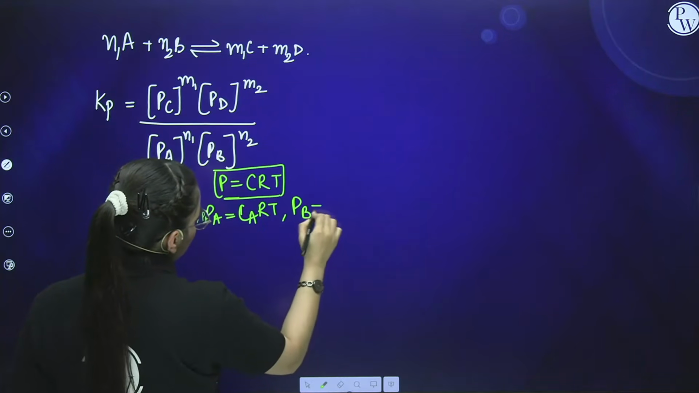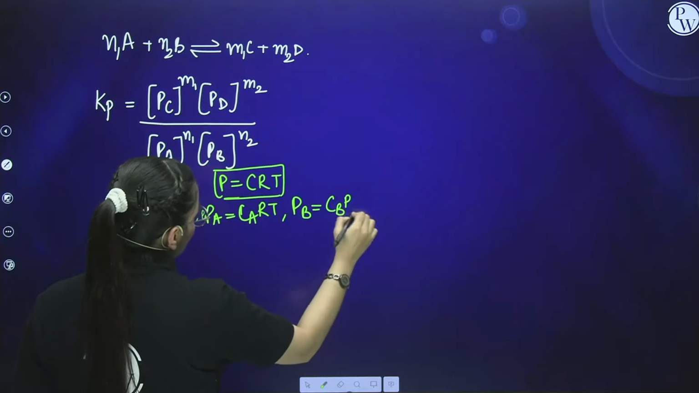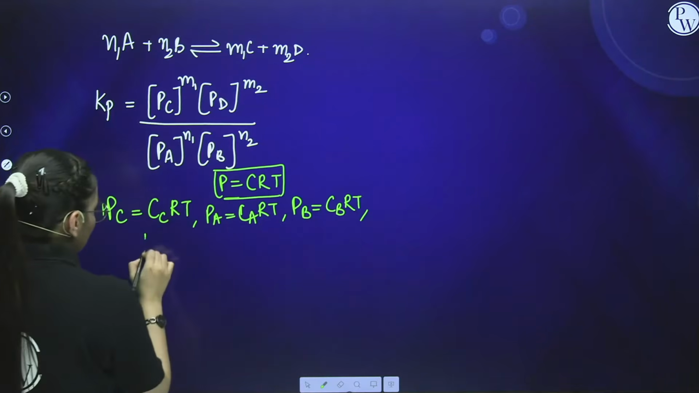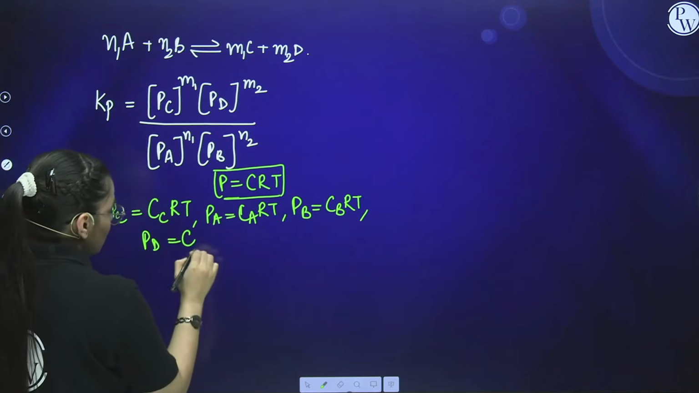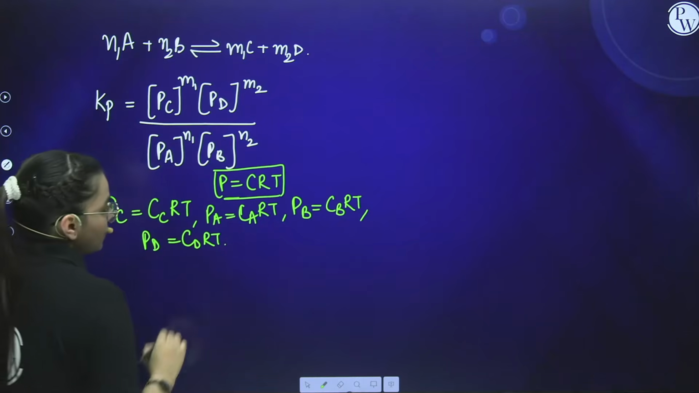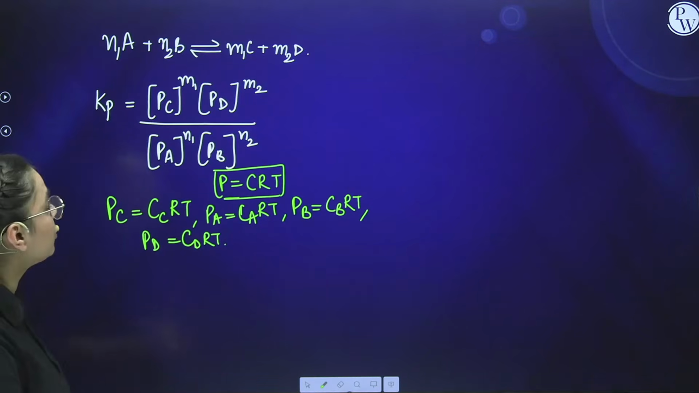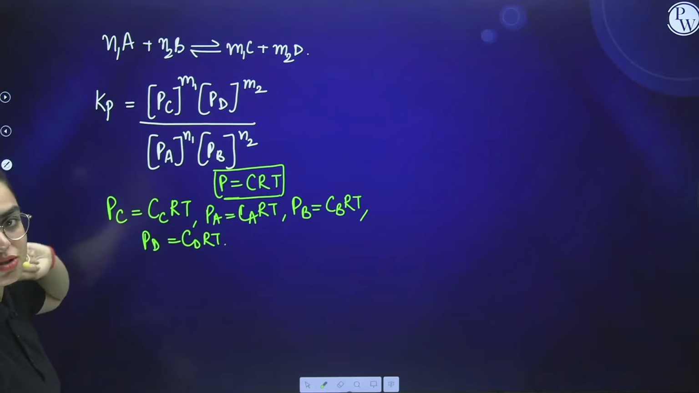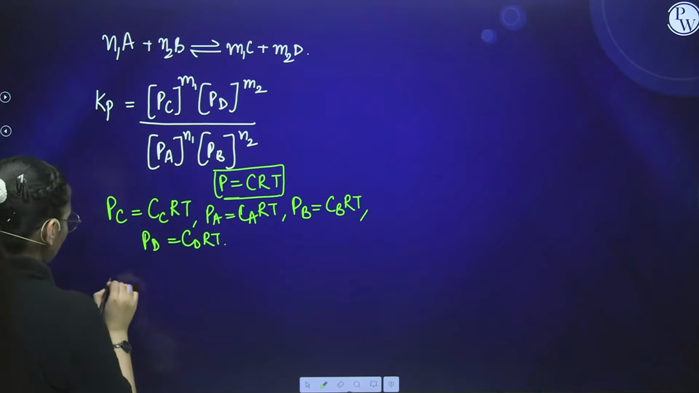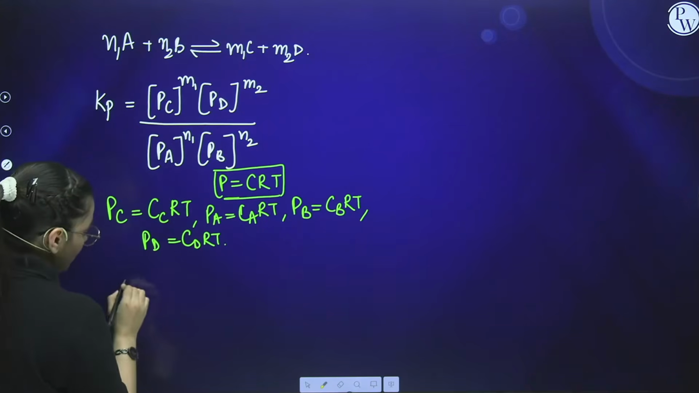If I'm going to write PB, it is concentration of B into R into T. If I'm going to write for PD, it is concentration of D into R into T. Right? Now, what I'm going to do, I'm just going to replace all of these situations over here. If I replace all of them, what am I going to get?